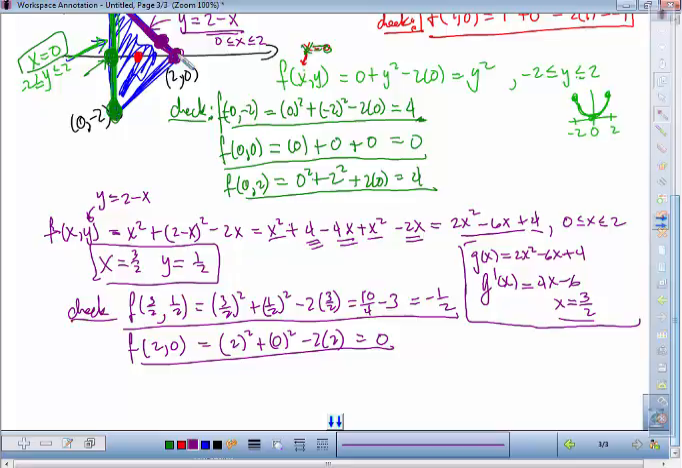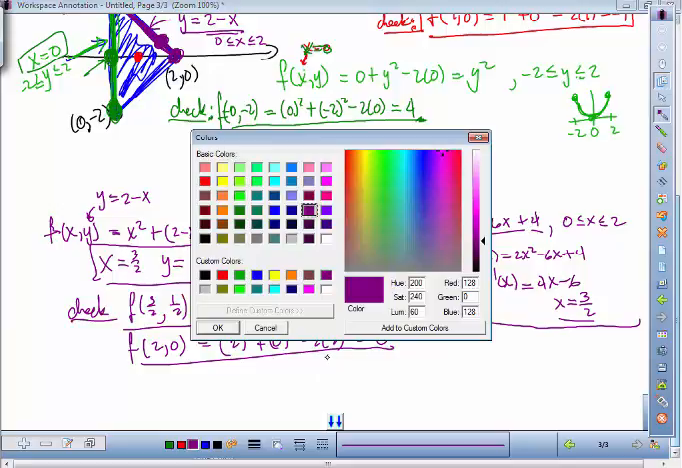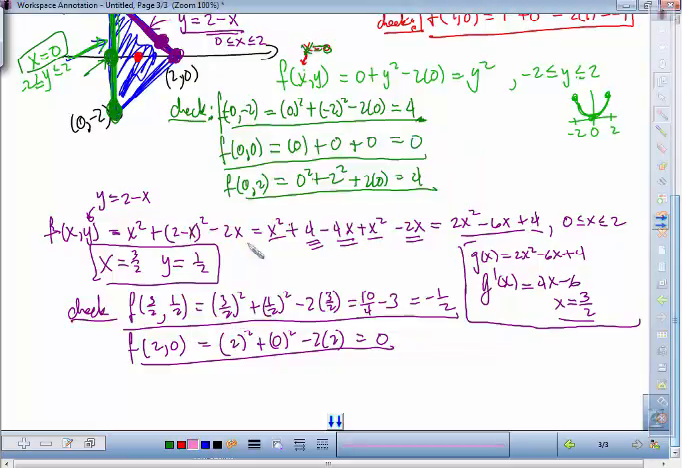Okay. We got one more side. Need another color. What color? Pink. Wonder if you can see pink. So we have one more side.